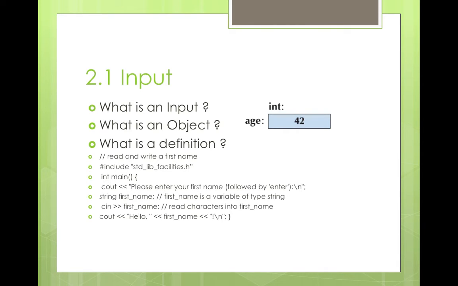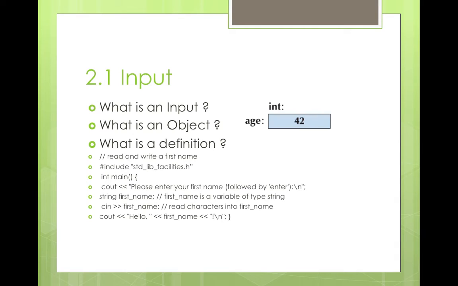So what is an object? An object is a region of memory with a type that specifies what kind of information can be placed in it. And when I say type of information, I mean age, which could be an integer, or name, which could be a character or a set of strings. That will be clearer when we start writing the code.